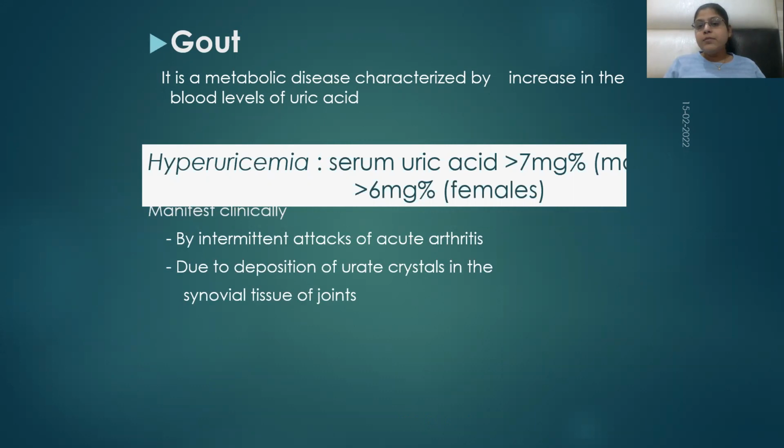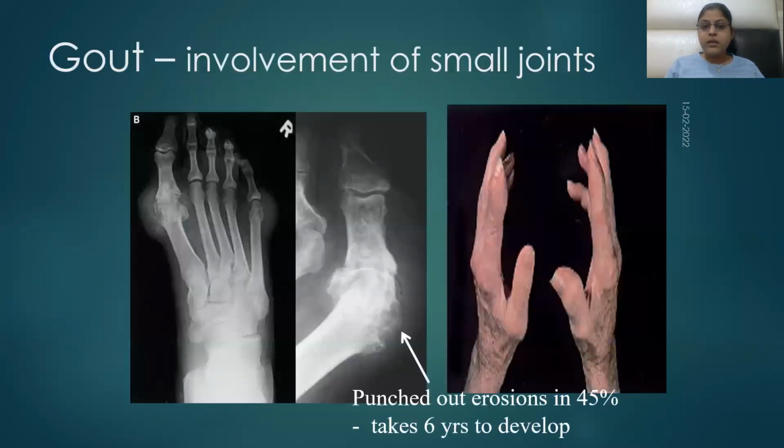And basically it manifests as arthritis. There is acute arthritis, means pain and inflammation of the joints is there, and there is deposition of uric crystals in the synovial tissue of joints. This is the involvement of small joints.